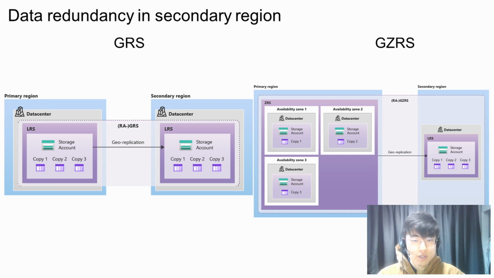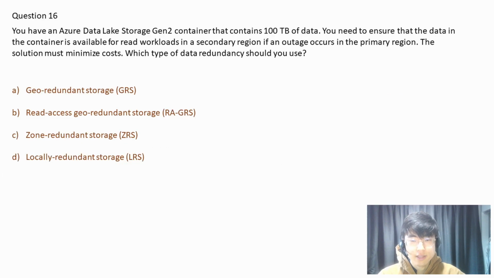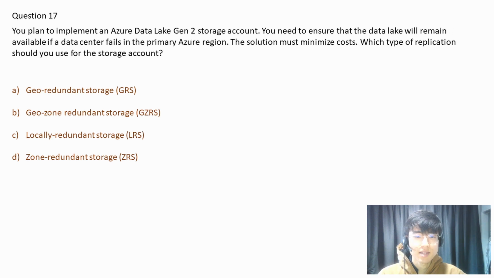So looking at the question here, we need to ensure that the data in the container is available for read workloads in a secondary region if an outage occurs in the primary region. So we can get rid of the storage options that are to do with within the primary region. So that's C and D. We can get rid of them. And since we need to minimize costs, we don't want to go with the RA-GRS, so the correct answer here is A.